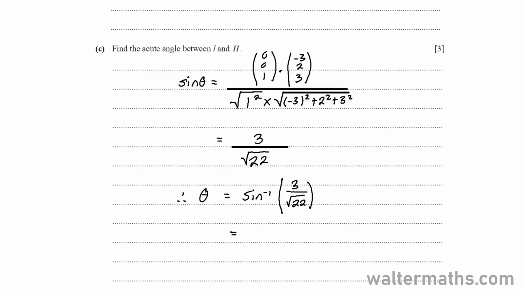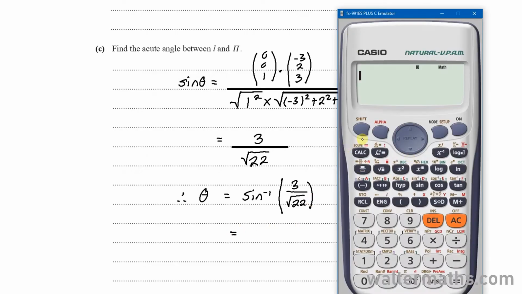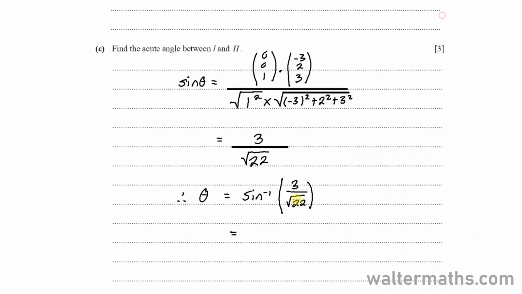And typing that in, we are going to get shift sine of 3 over root 22. And that gives us 39.8. So that's 39.8 degrees, and that's the value of theta here. Let's go on to part D.